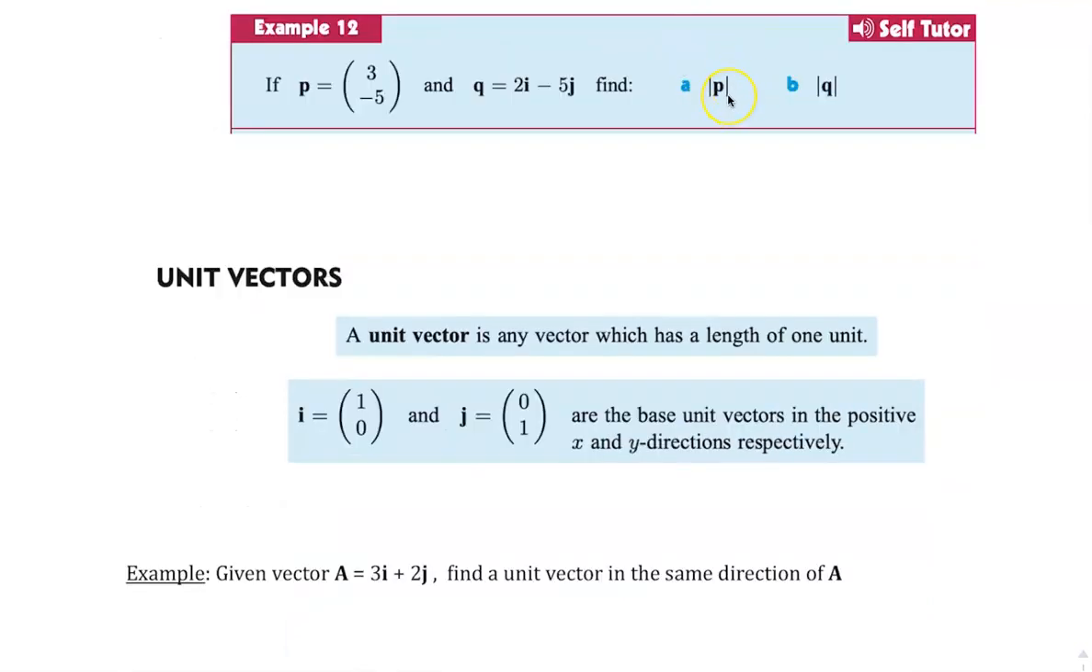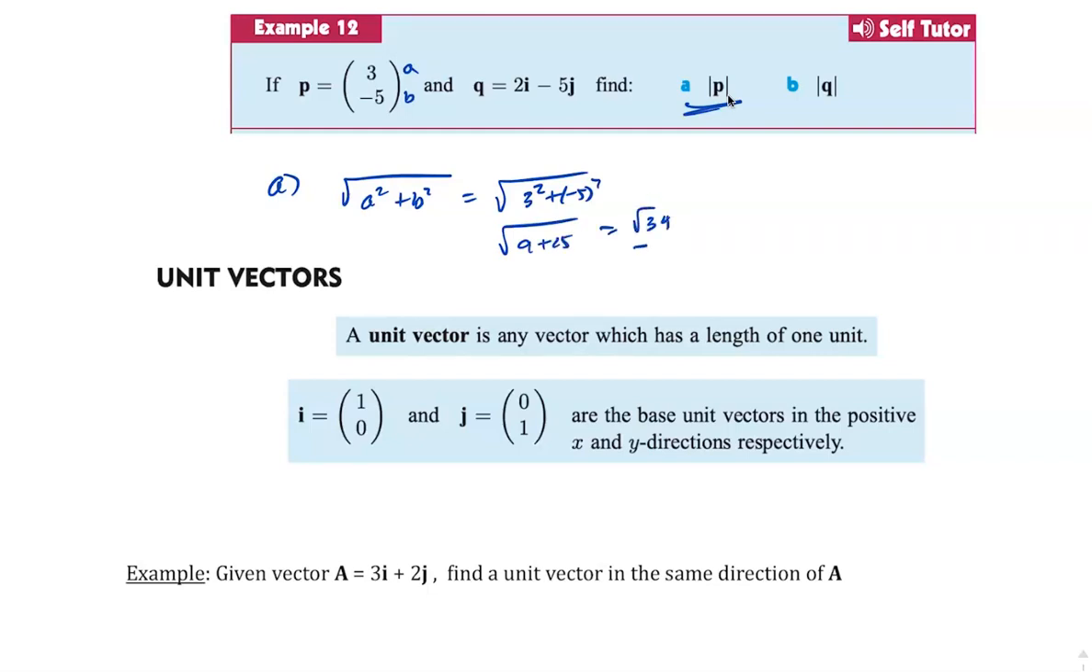So let's find the magnitude of p. Now again, that's the magnitude formula. So we're just going to use the formula right here, which is square root of the first term squared plus the second term squared, Pythagorean theorem essentially. So it's like my a and my b. So it's going to be 3 squared plus negative 5 squared, or radical 9 plus 25, which is radical 34.